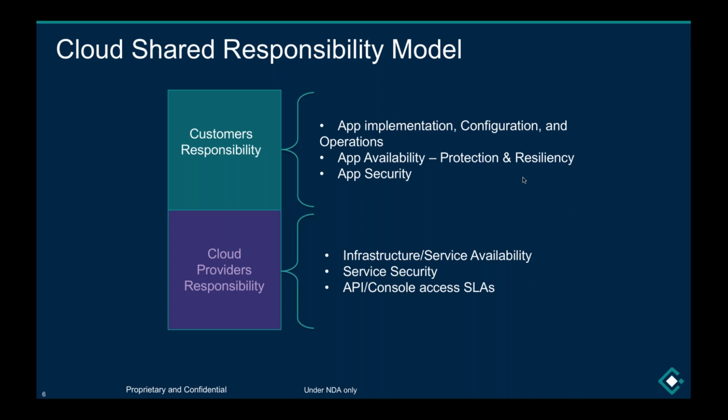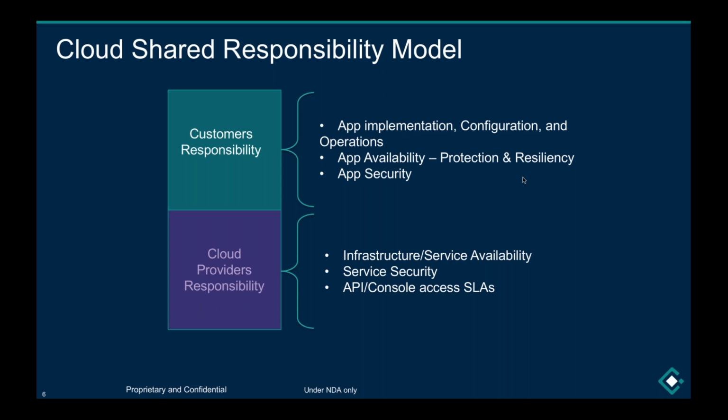And they give you access to the API for you to manage, or the console. And the consoles have SLAs as well. Typically, it's about 99.5% SLA for the API and console access. Whereas the cloud customer responsibility comes when you deal with your application. So application implementation, obviously lift and shift or configuration changes and so on. So all your operations are your responsibility, no brainer.